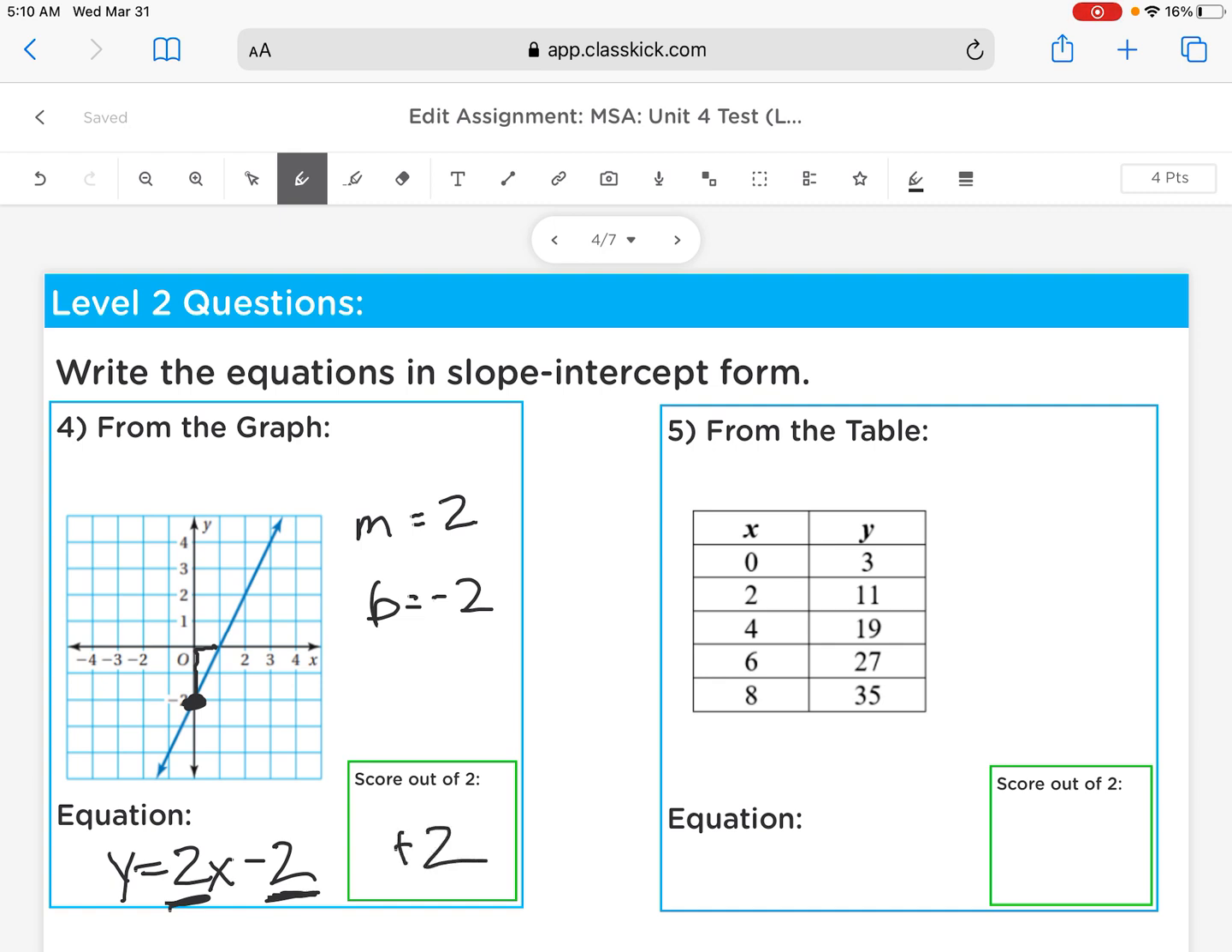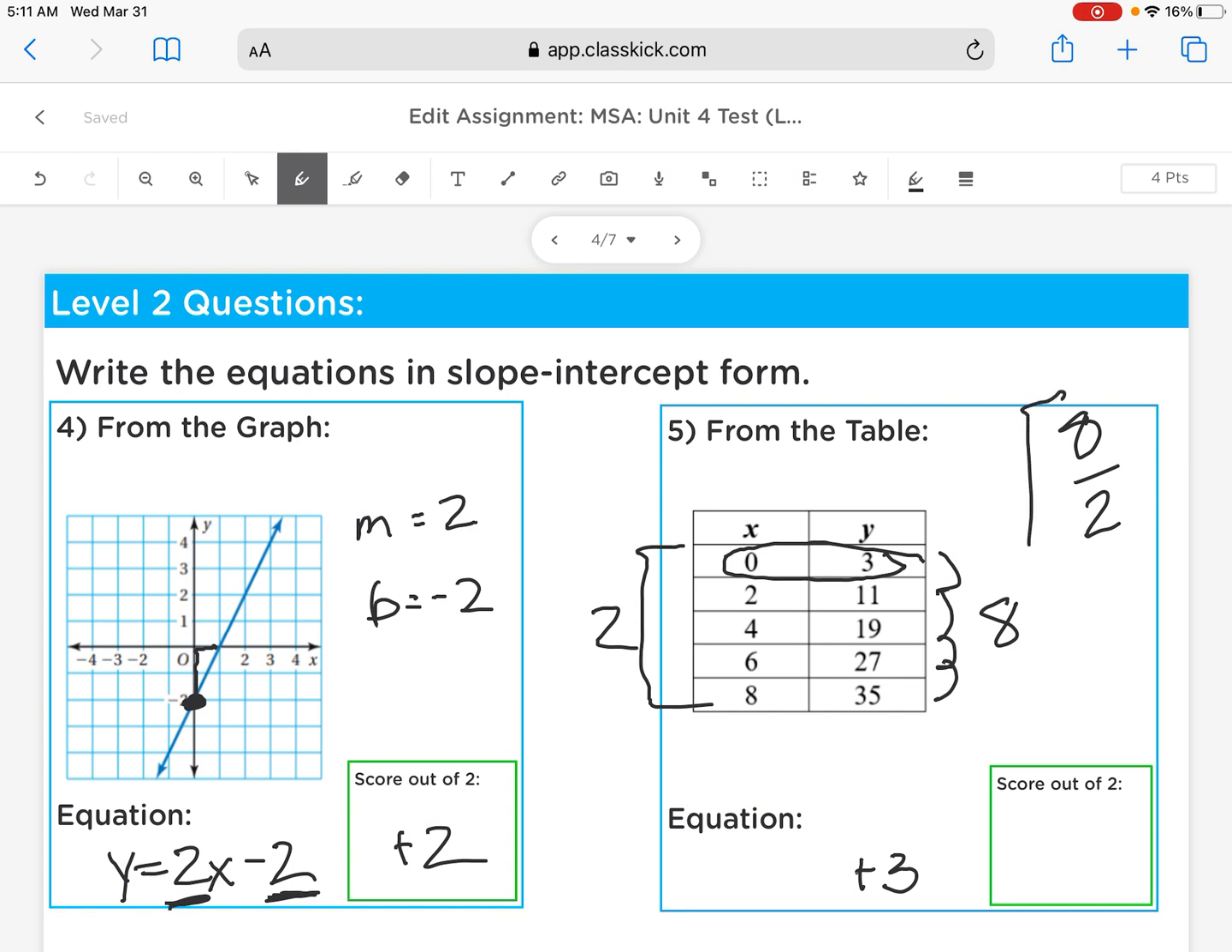Same thing, but from a table. Here's the y-intercept, so I know I'm at 3 there. That's 1 point. And then finding the slope. The y's are moving by 8. Your x's are moving up by 2's. So that means your slope is 8 over 2. I had some people do it here, and you're fine. But always remember, if we can simplify, we will. 8 over 2 is the same thing as 4 over 1, or just 4. So my equation is 4x plus 3. Again, a point for each piece.